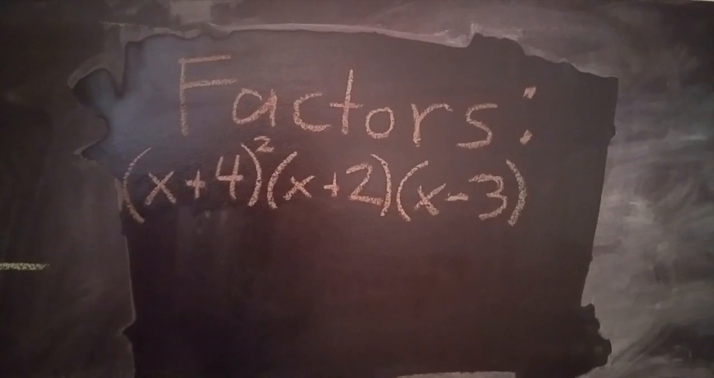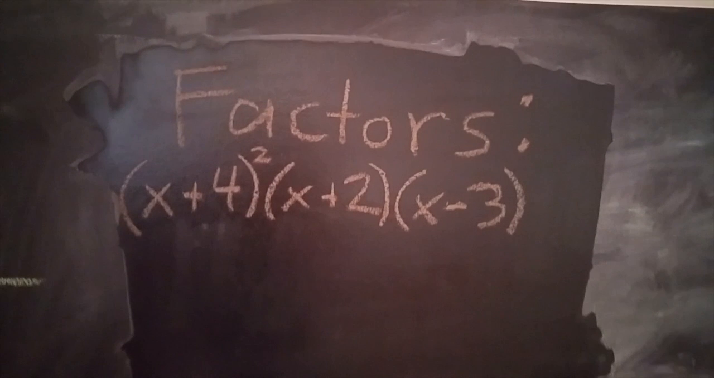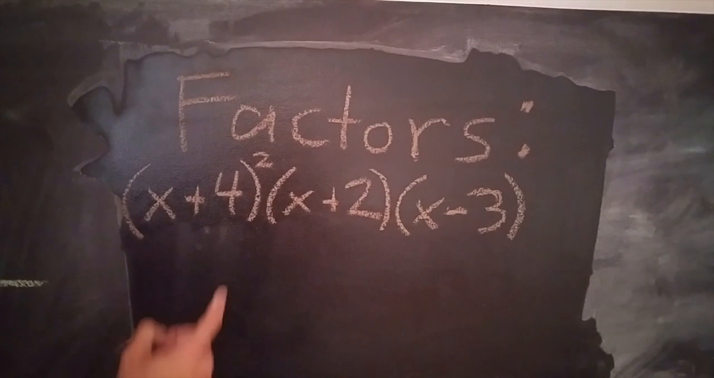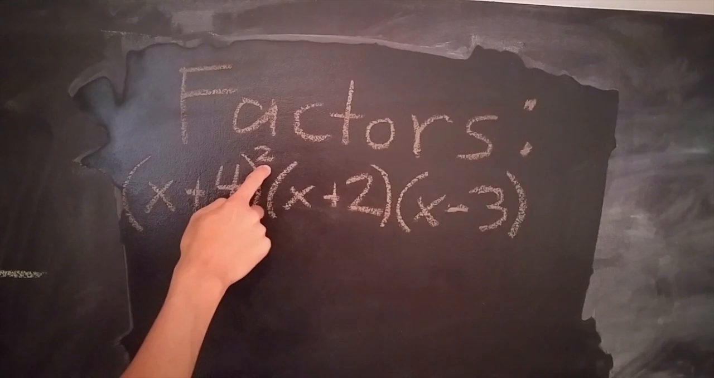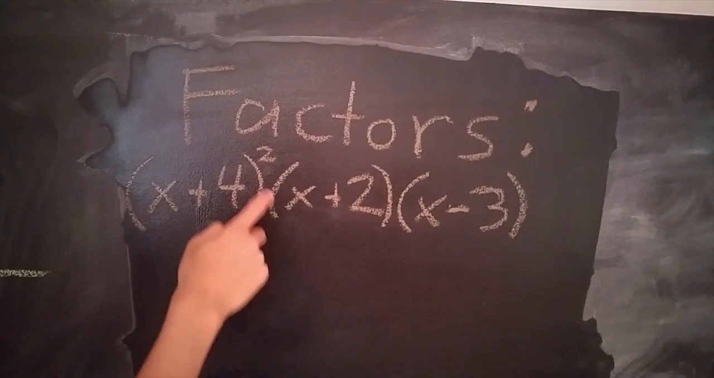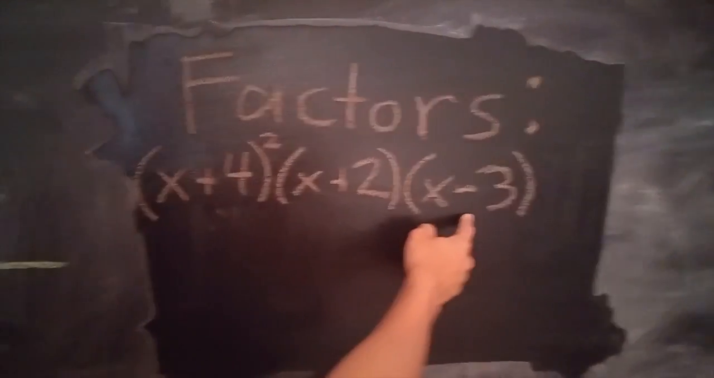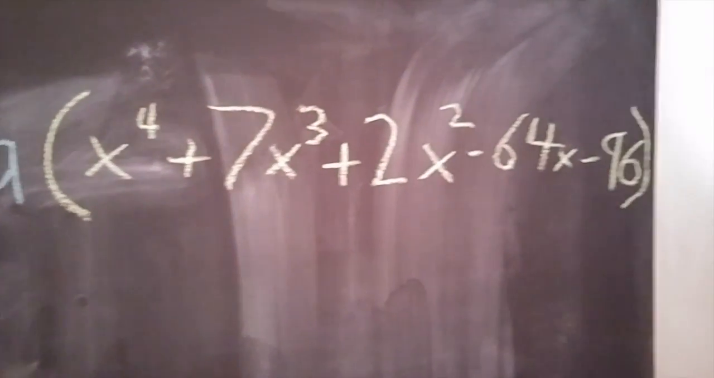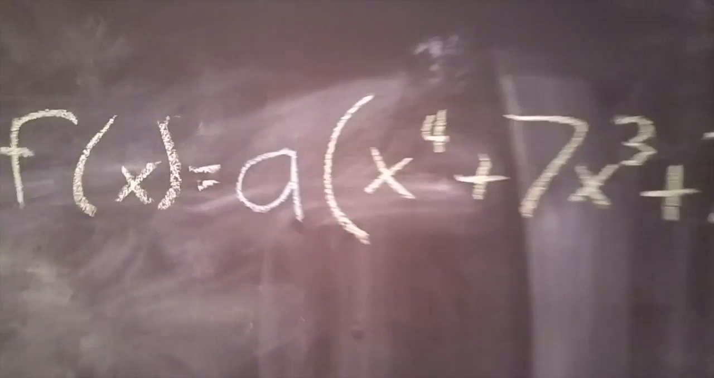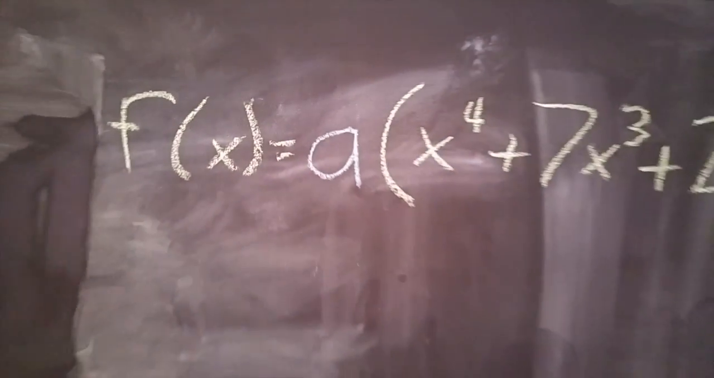Alright, so pretty much what we're going to do now is turn these roots into factors. So here you got x plus 4, you're going to square it because the -4 has a multiplicity of 2, and you got x plus 2 and x minus 3. Alright, this function shows our factors multiplied together, and this a here is our leading coefficient, which we will find next.